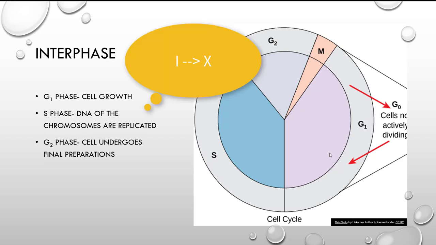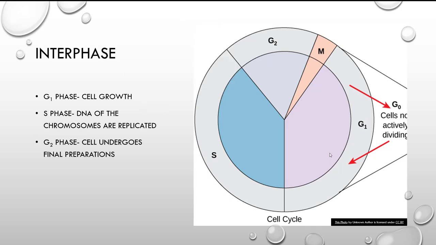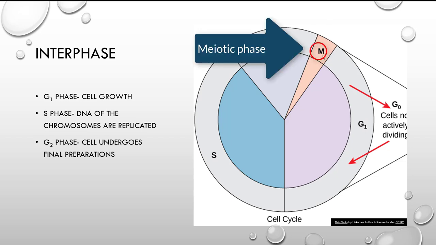And then we have the G2 phase, where the cell is making its final preparations for meiosis. And then this phase right here, instead of mitotic phase, think meiotic phase.